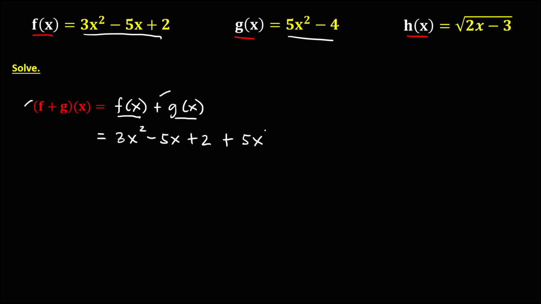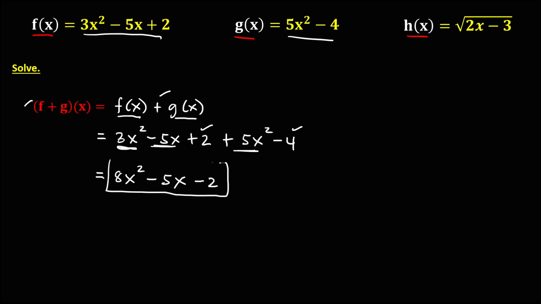So we have 5x squared minus 4. Then to simplify, combine like terms. So this 3x squared and positive 5x squared is 8x squared. Then for this negative 5x, bring down minus 5x. Then positive 2, negative 4, negative 2. So this is now the value for this function.